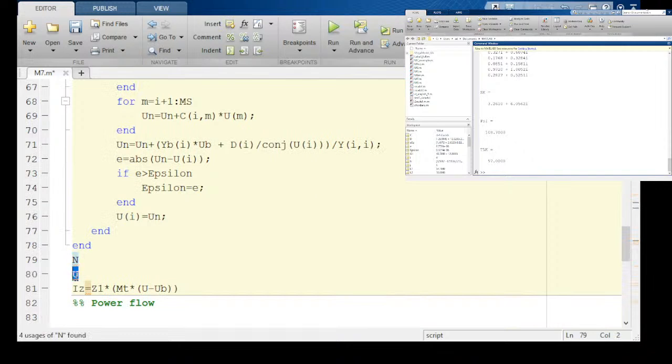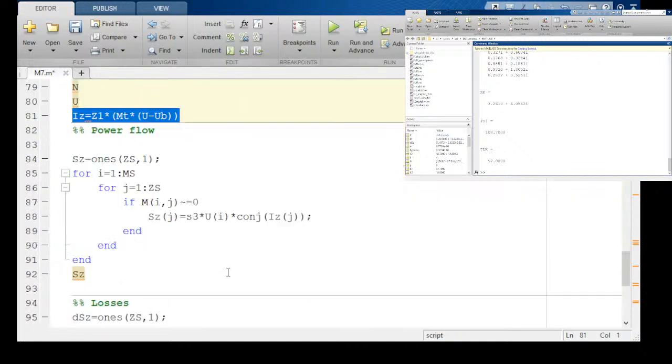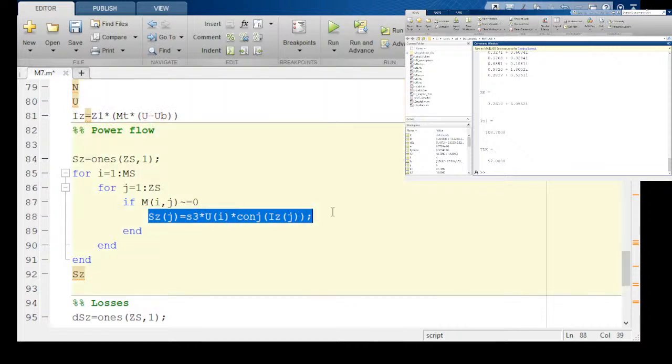Number of steps, voltages, and currents to show. I calculate currents with Ohm's law. I didn't use the E vector, the EMF vector, so it's not present. Power flow is very easy. I iterate through nodes, and I iterate through branches. If a branch is connected to the node, here it is, I calculate the branch power, what a wattmeter put into the corresponding branch would show. Put them on display.